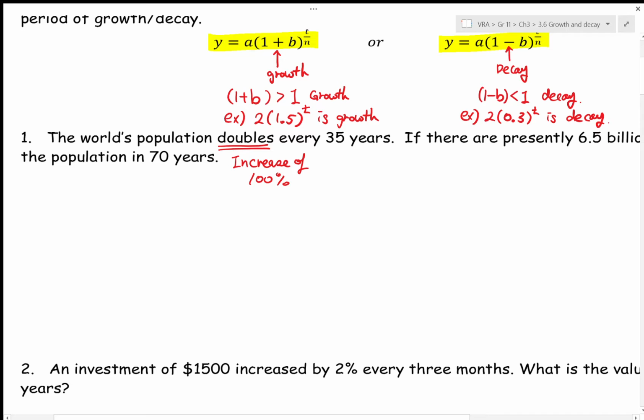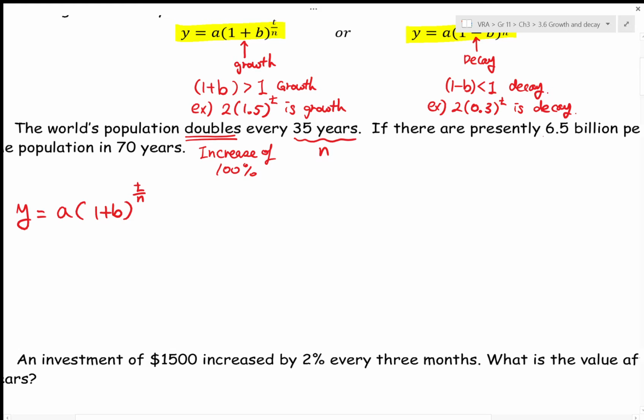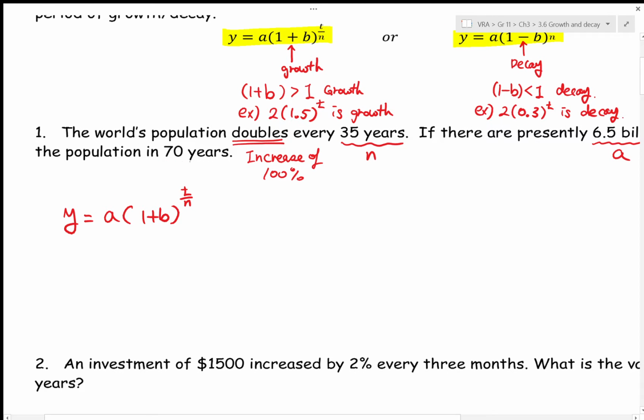Now all you have to do is use the formula. Obviously it says double, so it's a growth, right? So we have y equals a(1 plus b) to the t over n. Now all you have to do is just put the numbers in. In this case, it doubles every 35 years, so your 35 should be n. Then it says 6.5 billion is your starting, so initial value, so that is your a. And it asks how much is the population in 70 years, so that's the t.